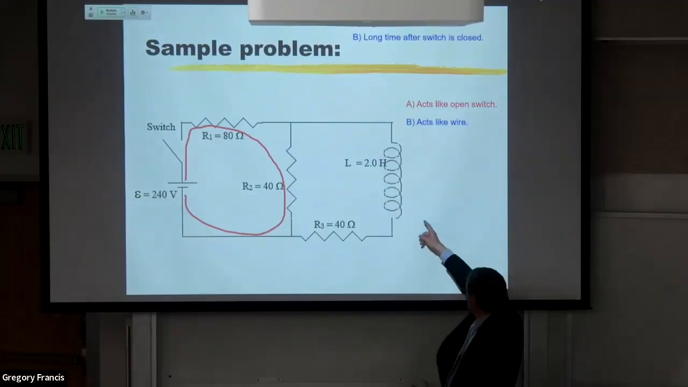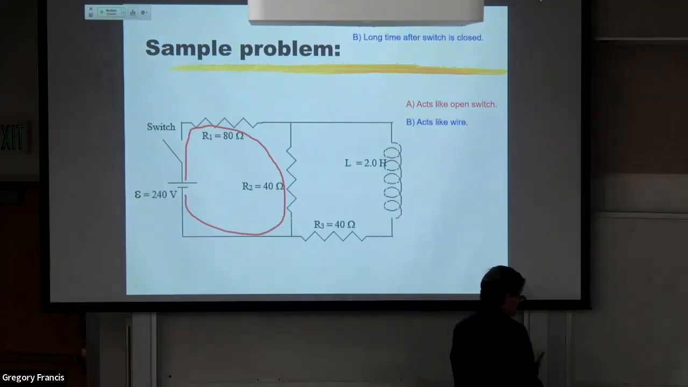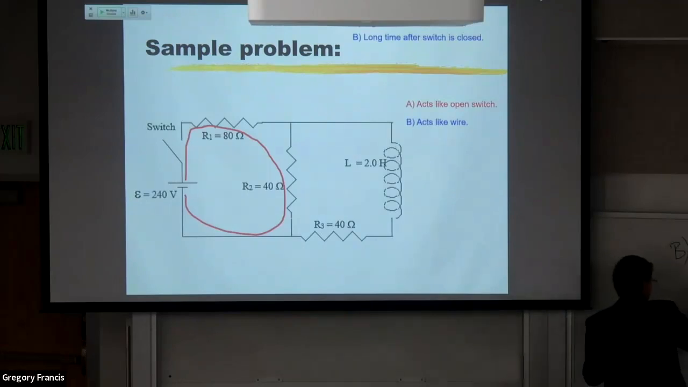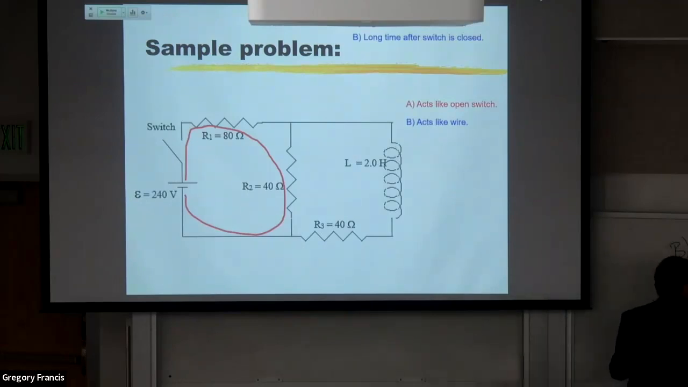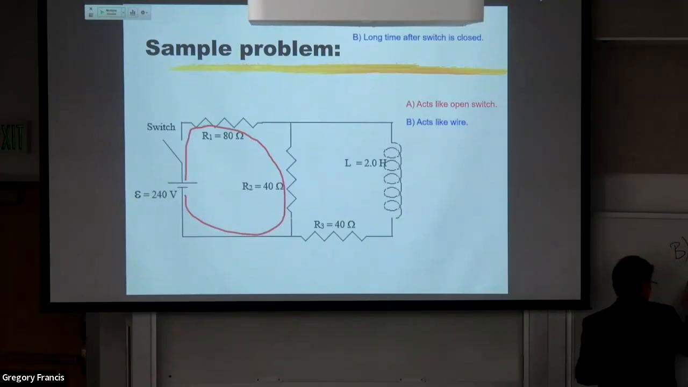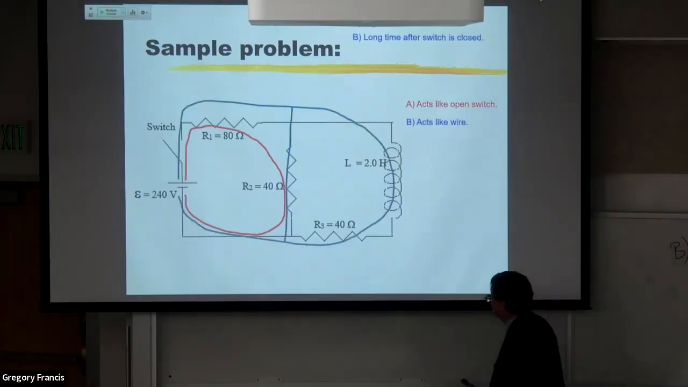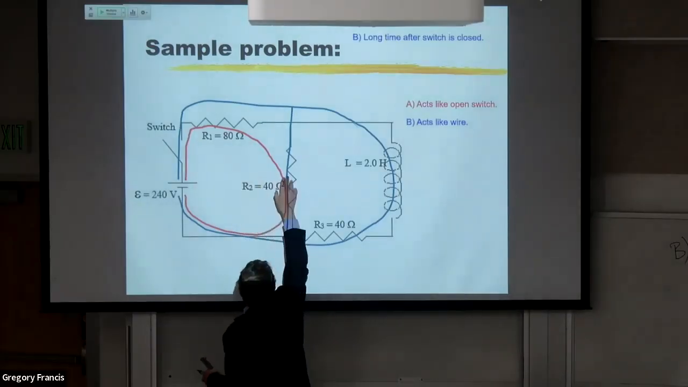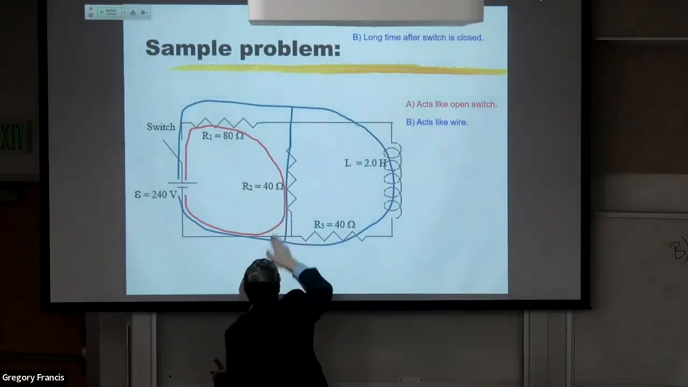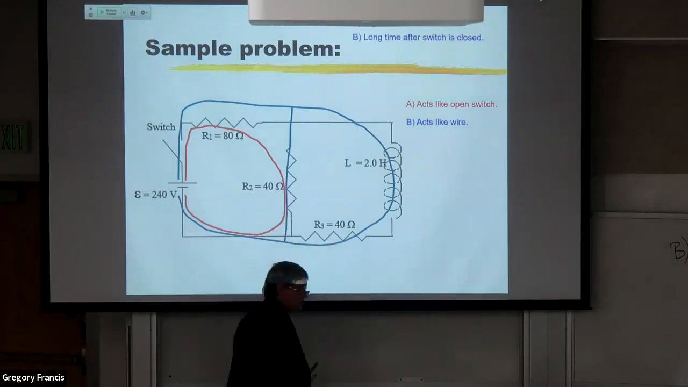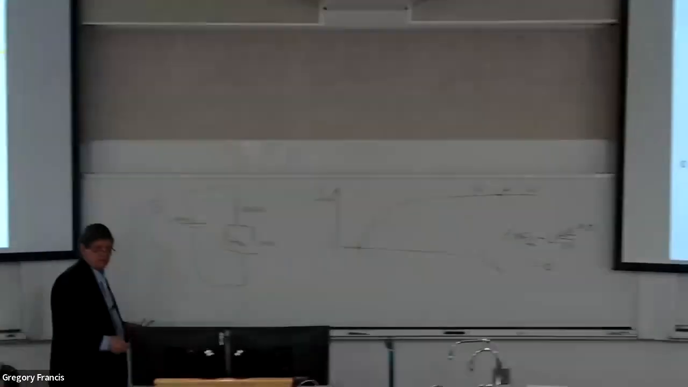Well, if this is a wire, this is part B. This whole circuit looks like 80 ohms. And then two branches each with 40 ohms. Okay, and that's 240 volts. So the current comes out of the battery. It splits right there. Half of it going down this path and half going down that path. And it's only 50-50 because the two paths look identical. They each have the same amount of resistance.